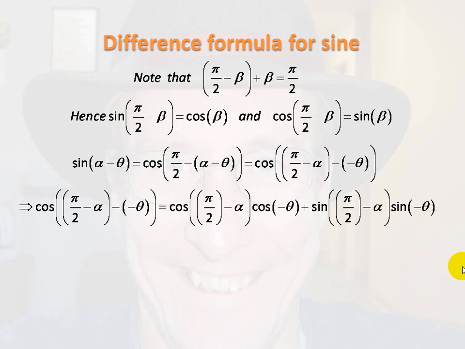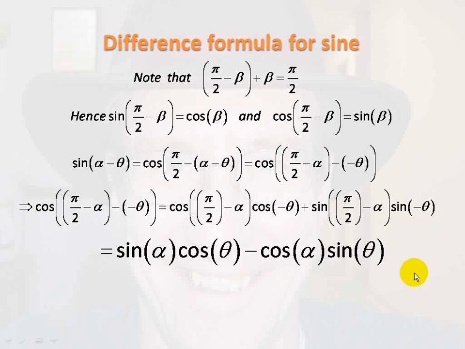Now remember, I can write cosine of pi over 2 minus alpha as sine alpha. And I can write cosine negative theta as cosine theta. I can write sine of pi over 2 minus alpha as cosine of alpha. And sine of negative theta, I can write that as negative sine theta. So let's see what we have here.